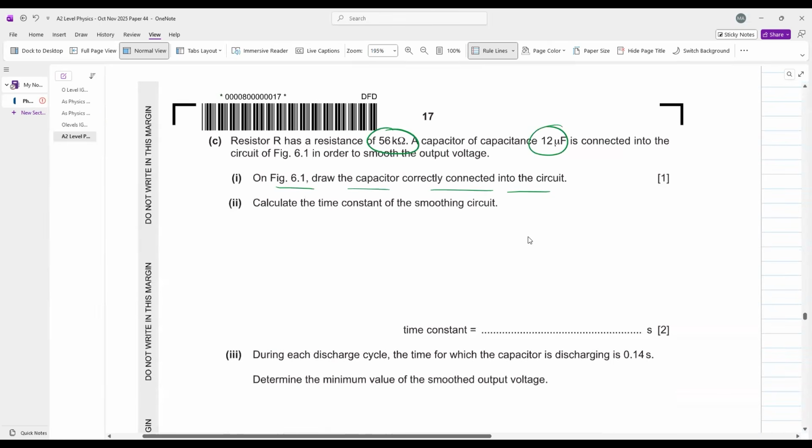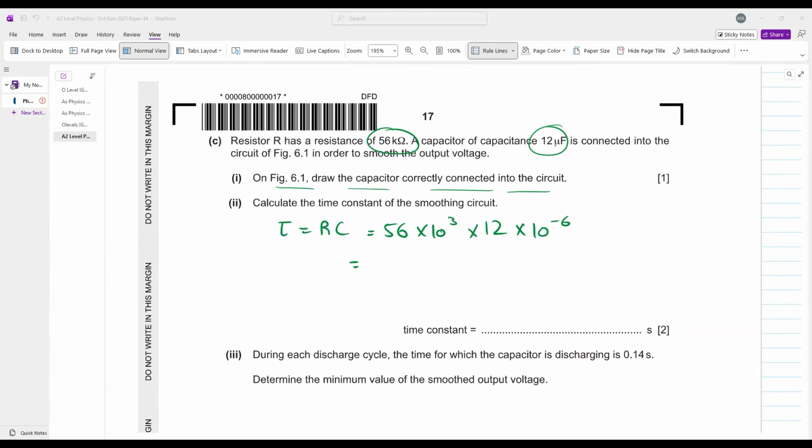Okay, what else? Calculate the time constant. Time constant किस तरह आता है? Resistance into capacitance. Resistance is 56 into 10 raised to the power of 3. What is the capacitance? 12 into 10 raised to the power of minus 6. Time constant comes out to be what? हाँ जी, time constant comes out to be 0.67 seconds. Correct to two significant figures.